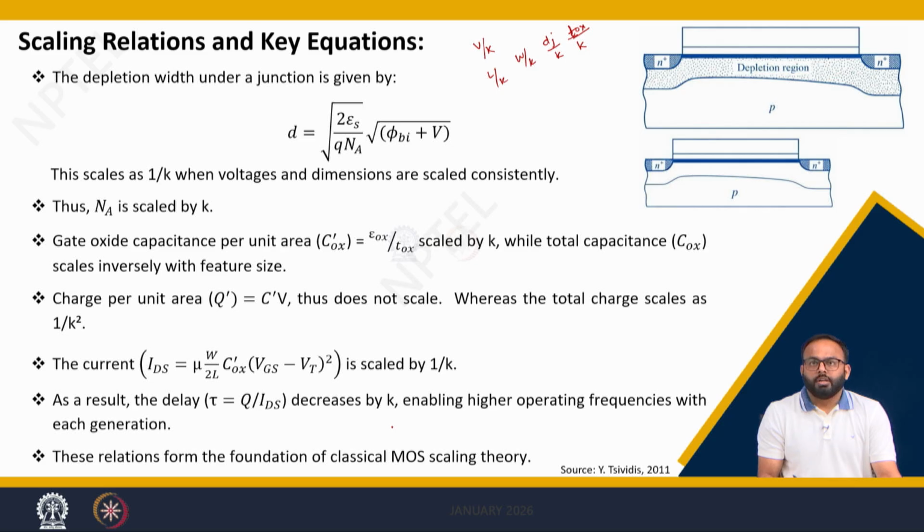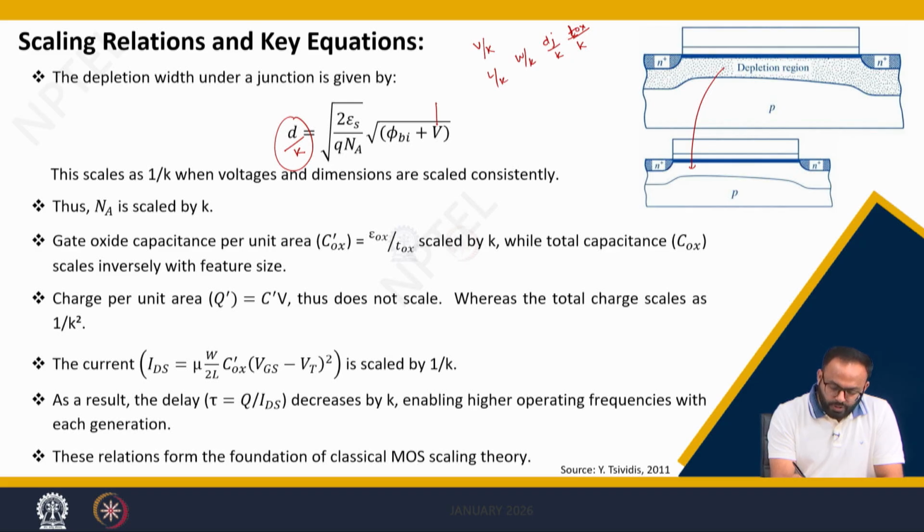Now, considering that the depletion charge will be the same, the depletion depth should also be scaled by k, maintaining the same depletion charge. So, if the depletion depth is scaled by k and the voltage is scaled by k, then what about the doping concentration? You can simply see d by k equals the square root of 2 epsilon divided by q Na times (phi bi plus V divided by k), which means Na is increased by k.